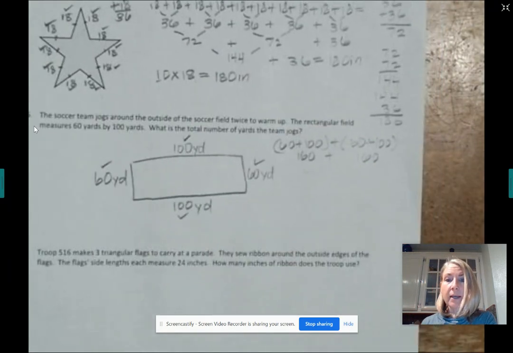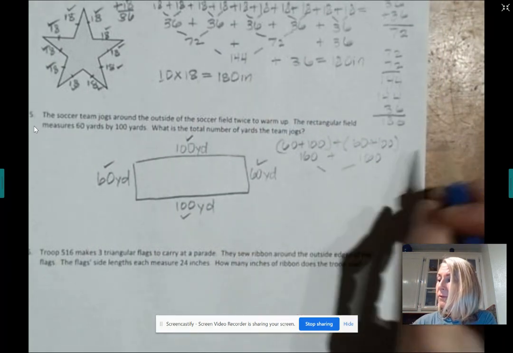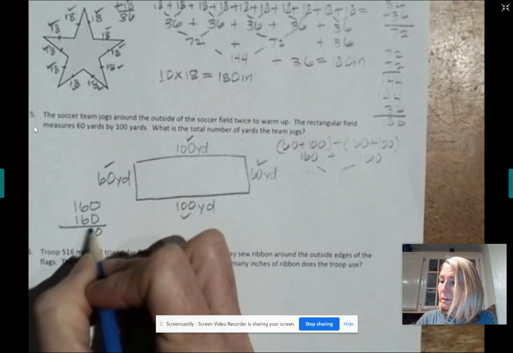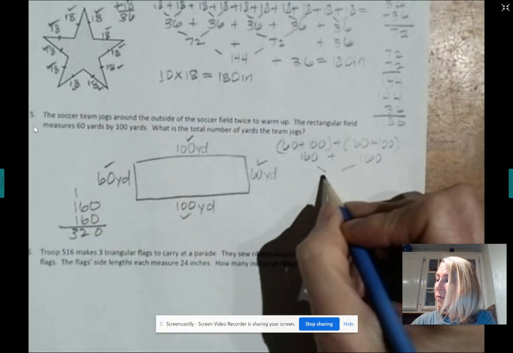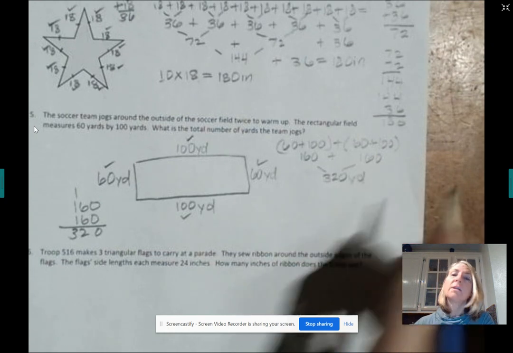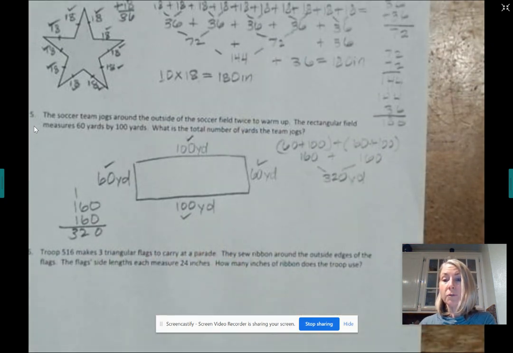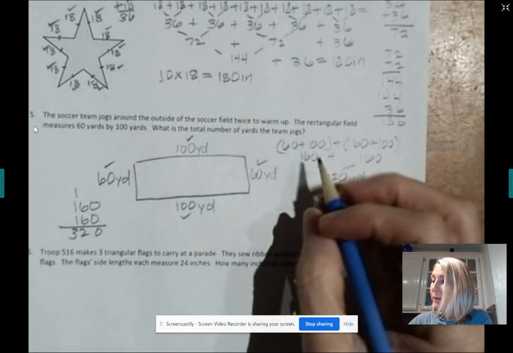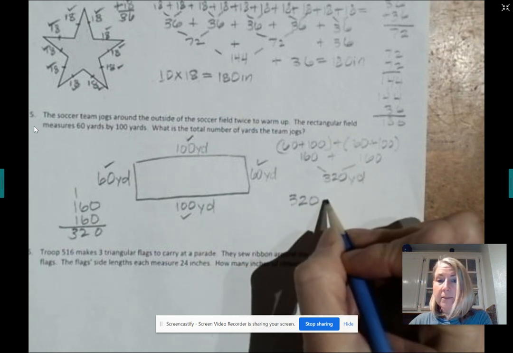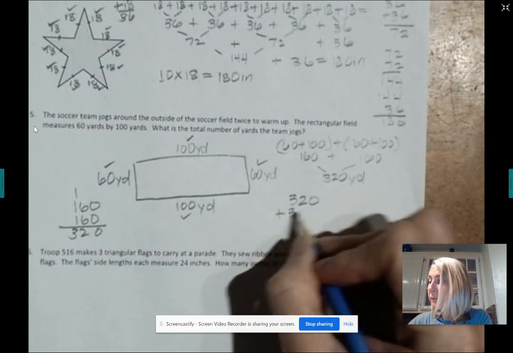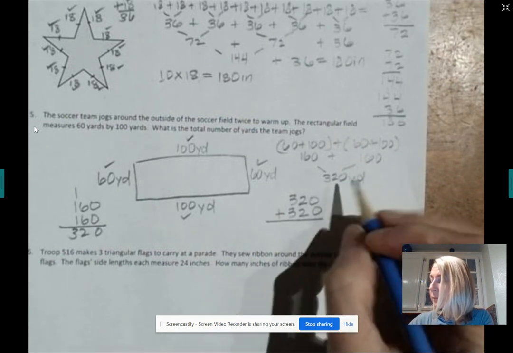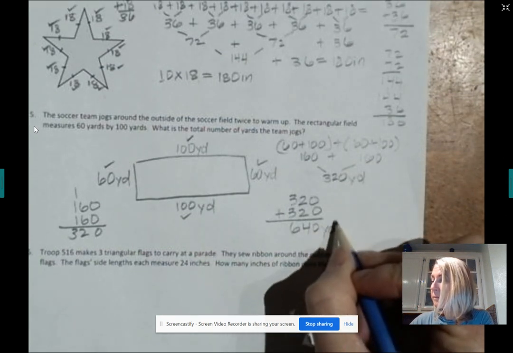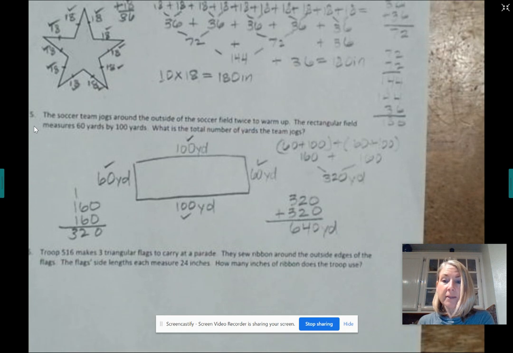So I have 160 and 160. And if I add those up, I'm going to go ahead and stack it over here where I have more room. Okay, so I have 320 yards, which is one lap, but they do 2 laps. So I can take this 320 and add it to itself to double it. 640 yards. Okay, so that is how long they ran.